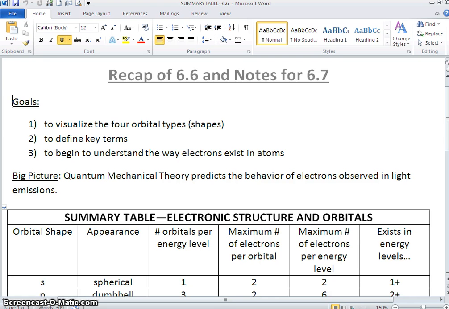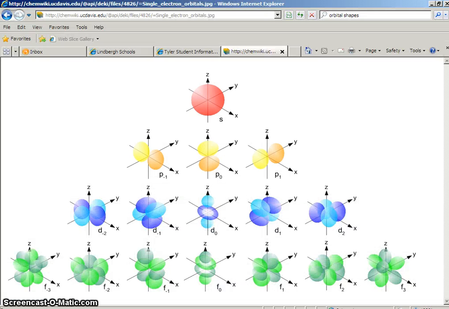The big picture is that we want to understand that the quantum mechanical theory allows us to model what happens in light emissions. Remember, when light emissions occur, energy is given off, and those energies are clues to us as to what the electronic structure of an atom is. Where are the electrons? So quantum mechanical theory is a model that fits the data that we get from that light emissions. So let's take a look at this image.